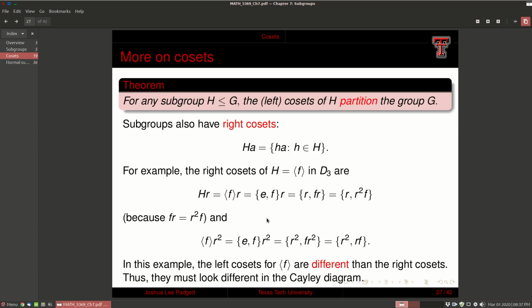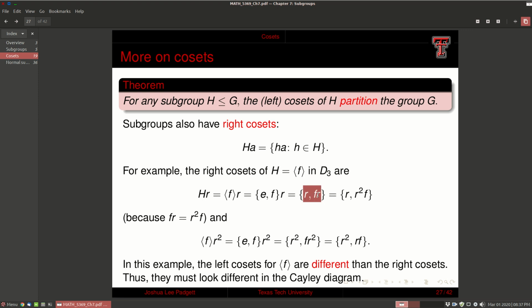All right. Similarly, and this is kind of what I've already said, for any subgroup, the left cosets partition that group. Okay, so subgroups can also have right cosets. So what do I mean? I can do right multiplications. And how does that work? Well, algebraically exactly the same. You take the subgroup F, and if I have R on the right, I simply multiply on the right by R, and I get FR.